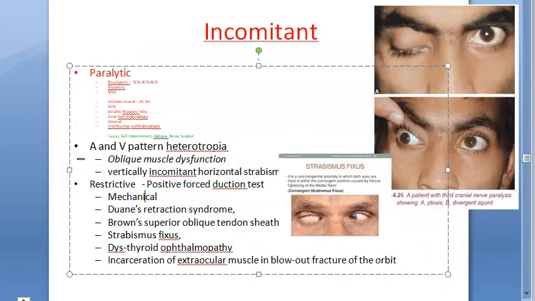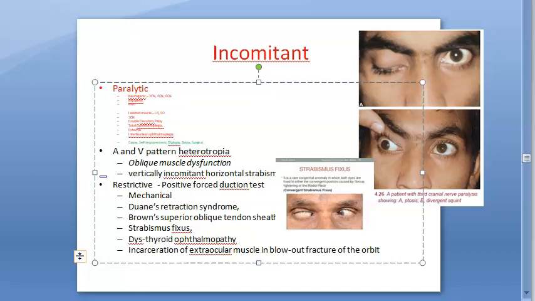Okay, so we have finished, guys, incomitant. So in this restrictive, what will you give? Same type of solutions only, okay.